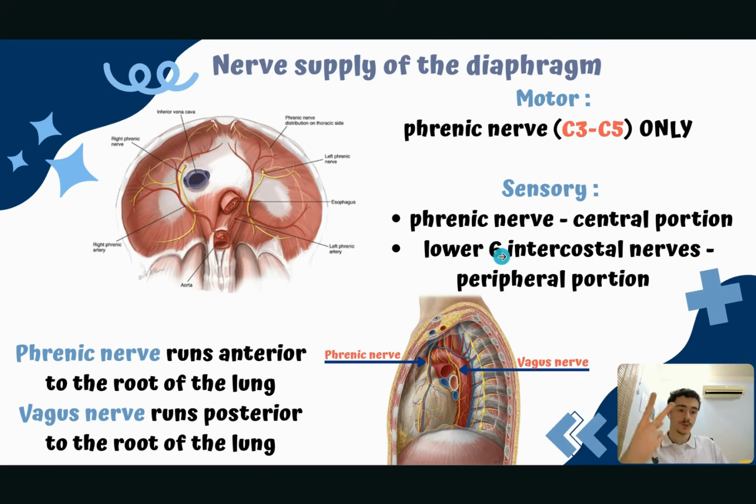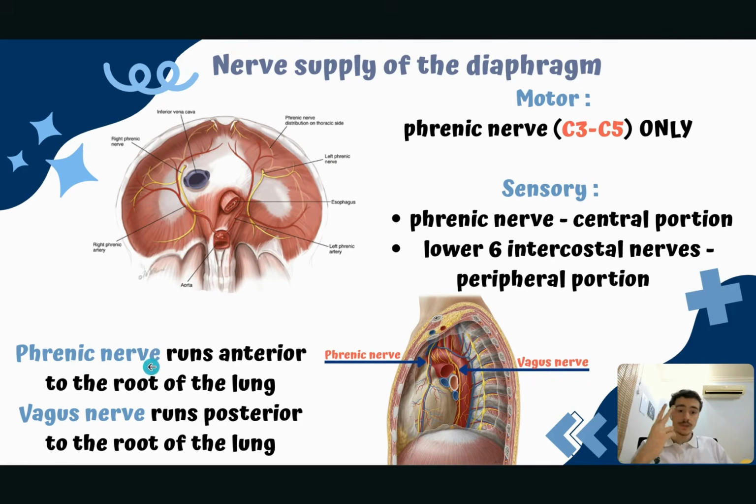We have two types of nerves. We have the phrenic nerve, as we said, for the central portion, which is in the middle, as you can see here in the light pink. And we have the lower six intercostal nerves for the peripheral portion, which is in the outside, surrounding the central portion.